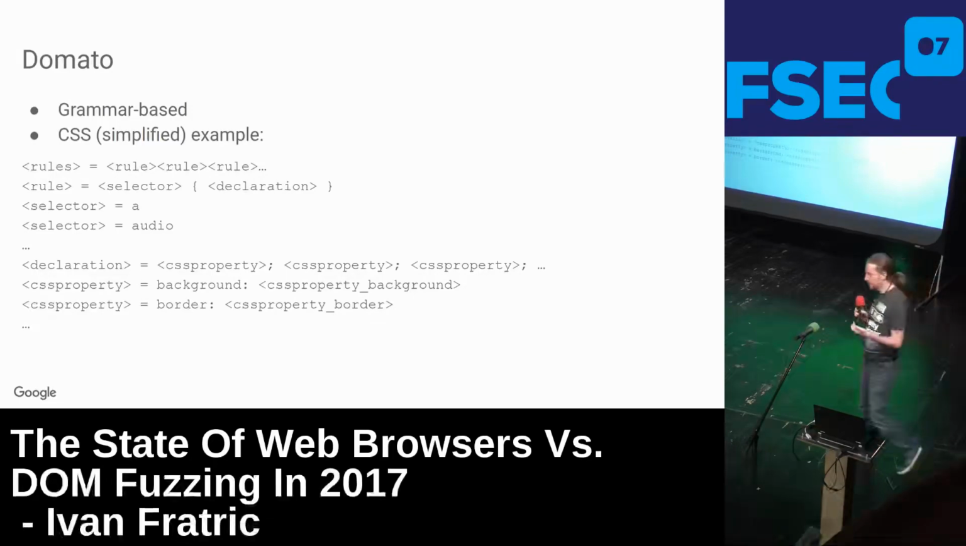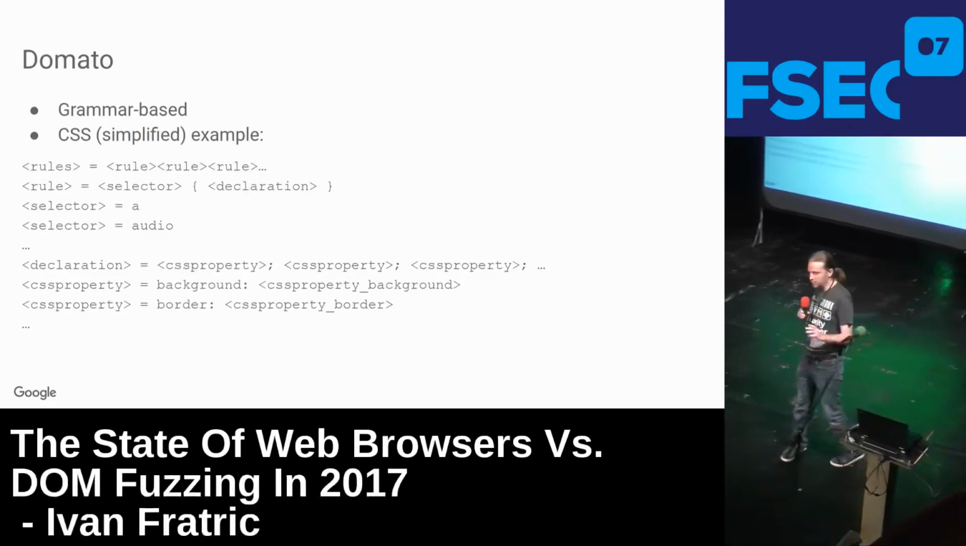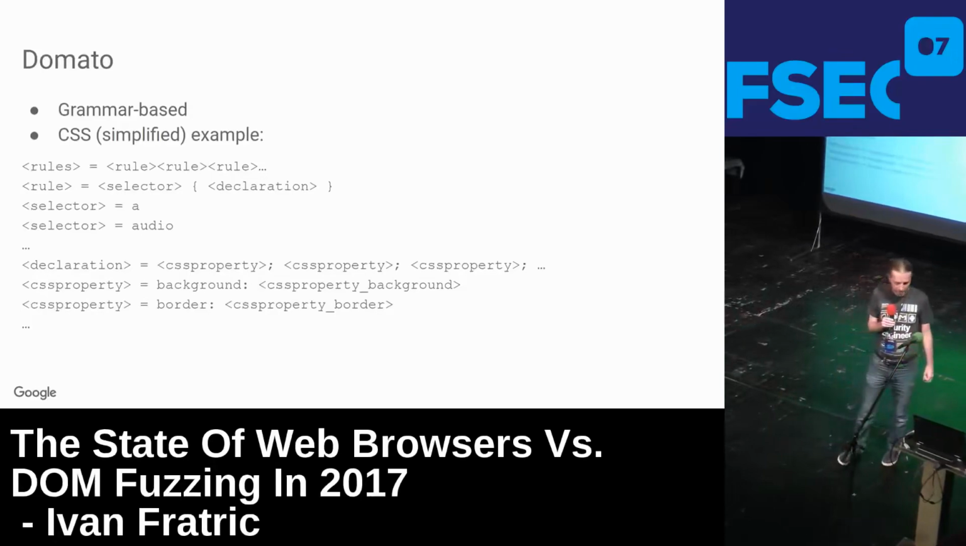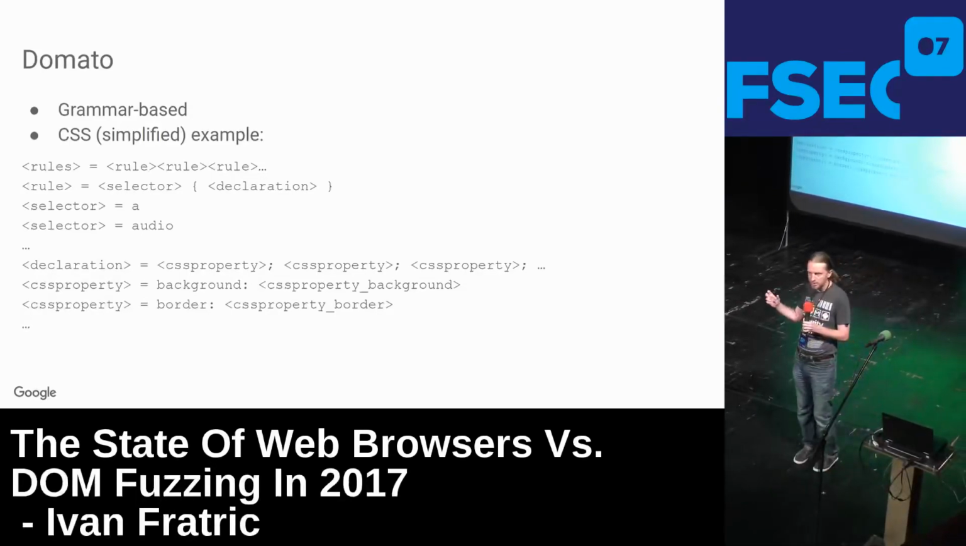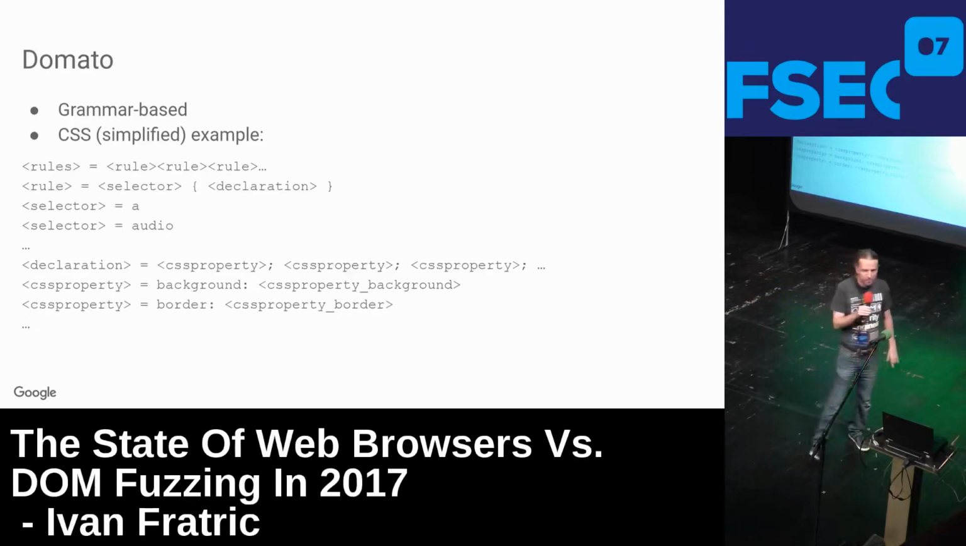So I think the grammar syntax here should be rather straightforward to read. You have a set of symbols which are enclosed in angle brackets, and you tell the fuzzer how each of these symbols may be expanded, and one symbol can of course include other symbols in its rules, and then those symbols are basically expanded recursively.